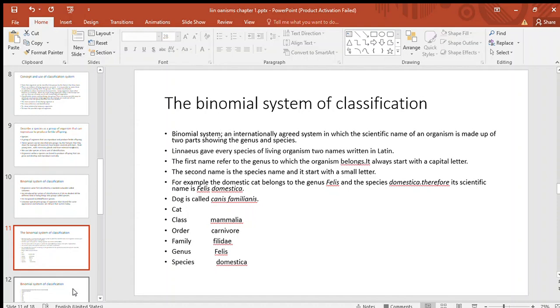For example, here we take the example of the domestic cat, which belongs to the genus Felis and the species domestica, and its scientific name is Felis domestica. Its order of classification is class Mammalia, order Carnivora, family Felidae, genus Felis, species domestica.